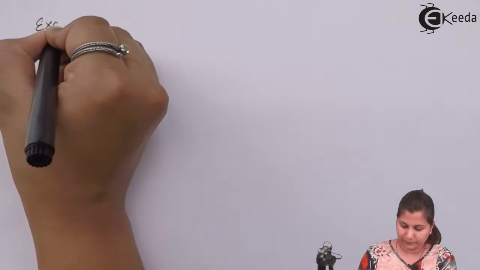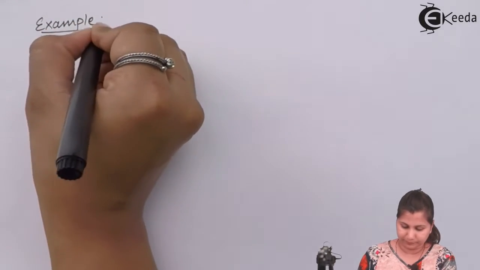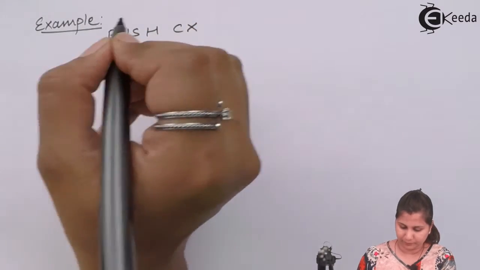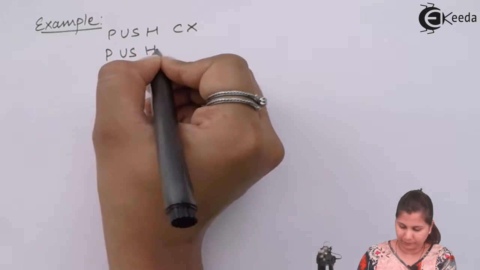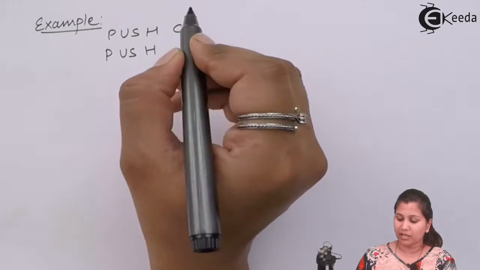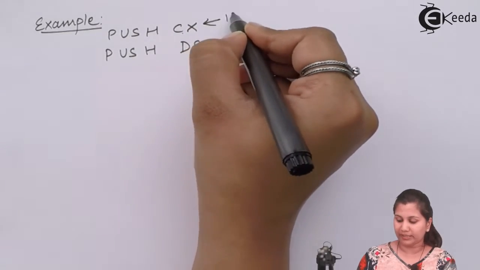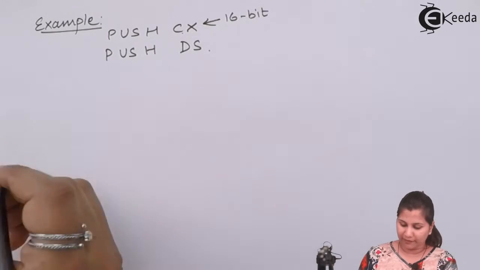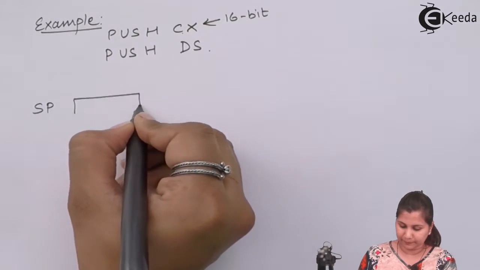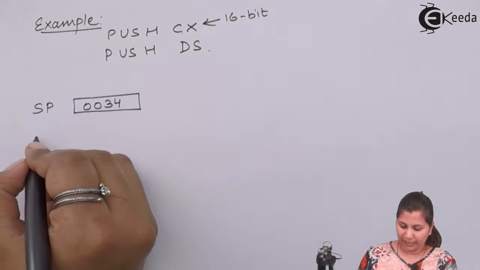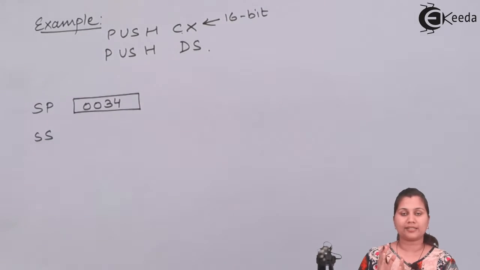So in this way, the data is stored in the stack. Let us take an example so that it will be more clear to you. PUSH CX means CX is the count register. The contents of the count register, a 16-bit register, will be stored in the stack. So suppose we have initialized the stack pointer at 0034.